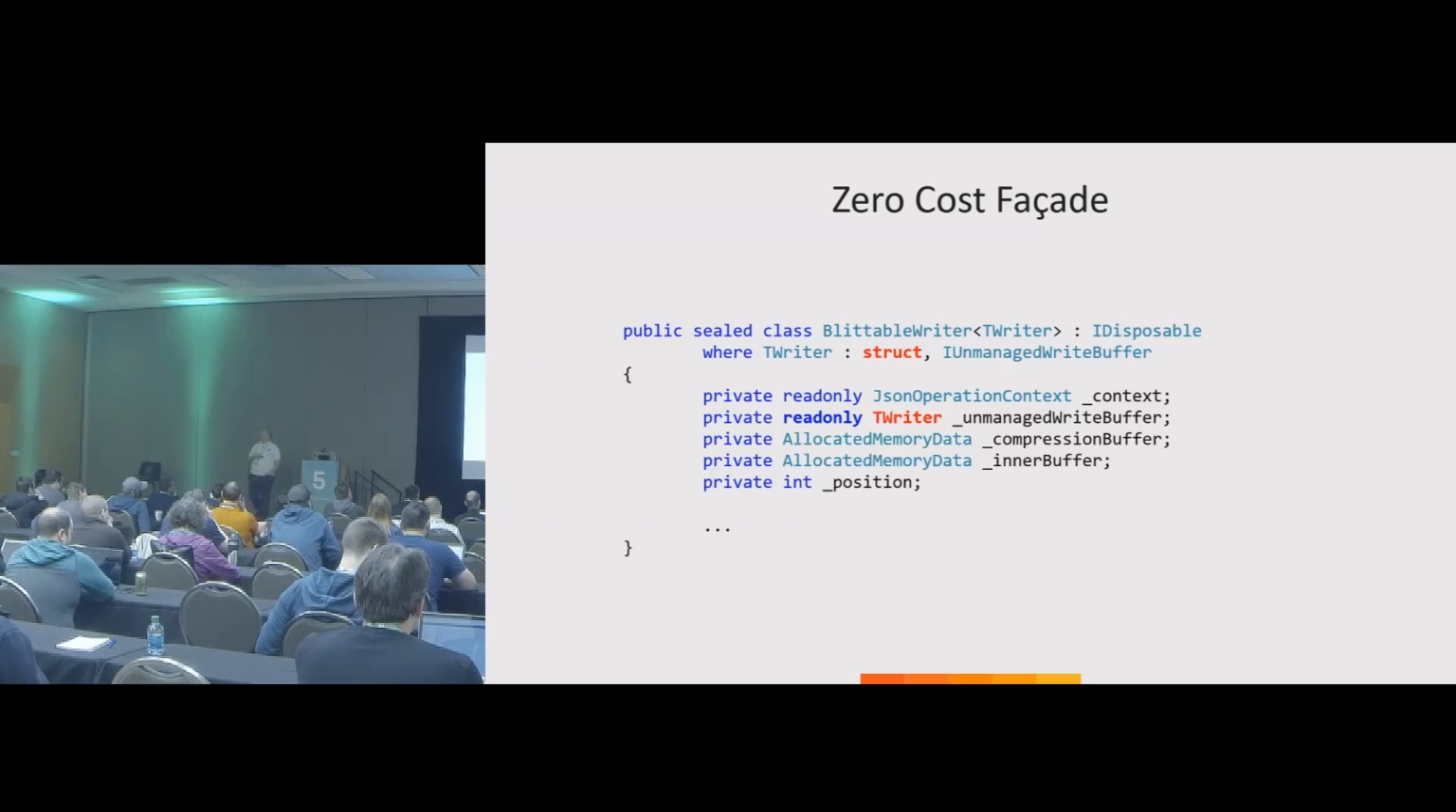And because it gets embedded and because it is a struct, whenever you tell me, hey, you know, I want a bleedable writer that is able to write to a specific type of unmanaged write buffer, I'm going to emit a new bleedable writer for each particular type that you give me. So whenever I call any method on this particular bleedable writer, I'm going to be guaranteed that the code generated for that class is going to be tailored for the specific struct.